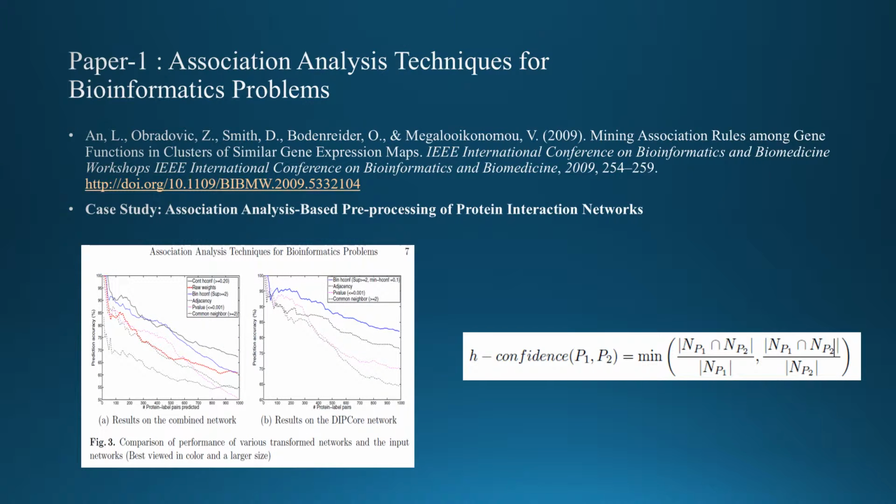In this case, the equation can be conveniently modified to calculate H confidence P1, P2 by making the following substitutions: NP1, which implies the sum of weights of edges on P1, similarly for P2.